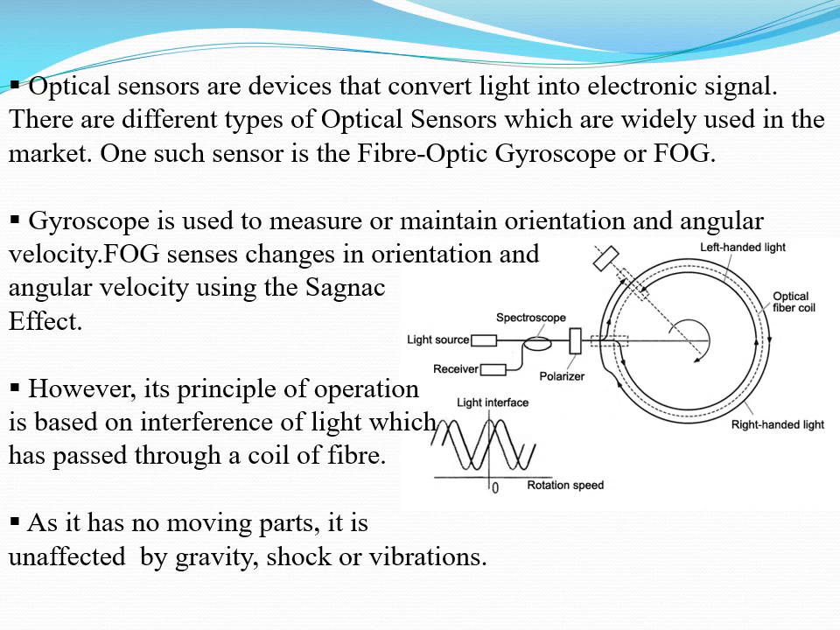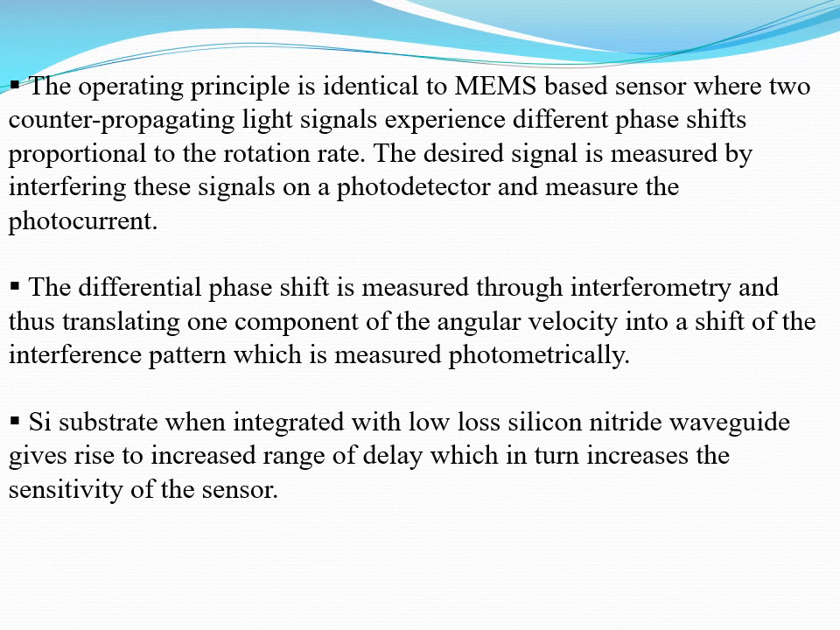Optical sensors are devices that use light and generate electronic signals. A widely used sensor is the FOG, or fiber optic gyroscope. It uses the Sagnac effect and senses changes in angular velocity. It uses the principle of interference of light for its operation. As it has no mechanical parts, it is indifferent to changes in gravity or vibrations. It uses interference of two counter-propagating light signals which cause a phase shift, and hence leads to sensing of angular velocity.